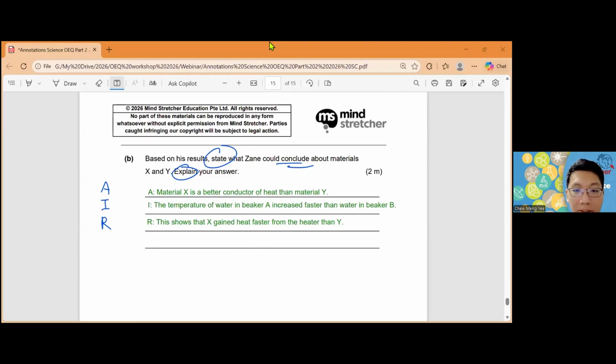Wesley, your answer can be better, right? By mentioning the temperature of water increase faster. So gain heat faster and causing temperature of water to increase faster. So that is the information from the graph.